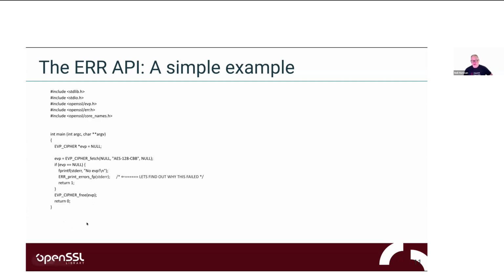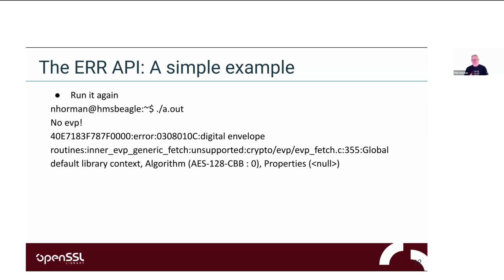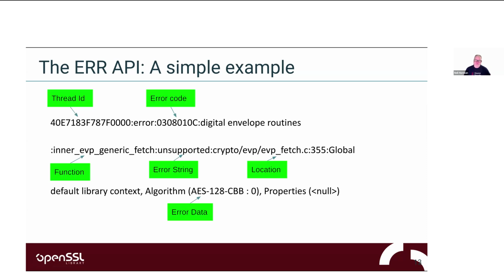Augmenting our example here, I've added one call to the error API, in this case, error print errors underscore FP, providing standard error as the argument file pointer. And this will just print to standard error any errors that the library encountered while we hit this problem. So let's run it again. We got our same no EVP error, but this time we got a lot of extra information that's very helpful for determining what exactly went wrong.